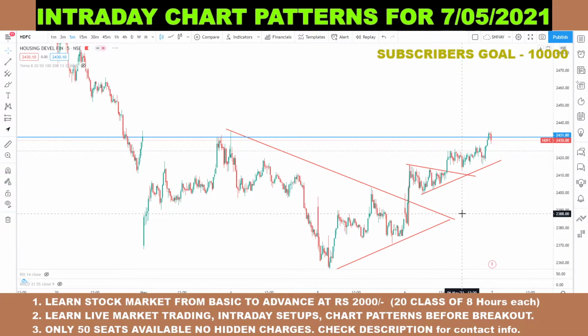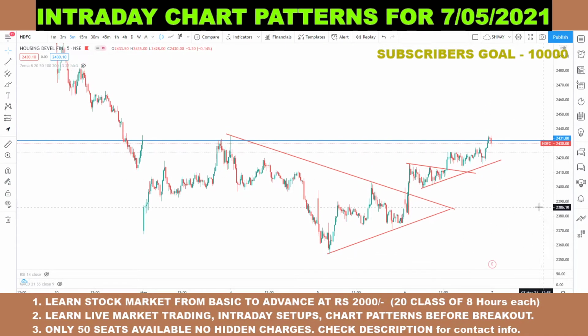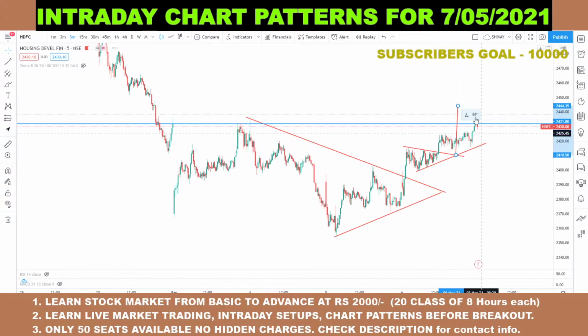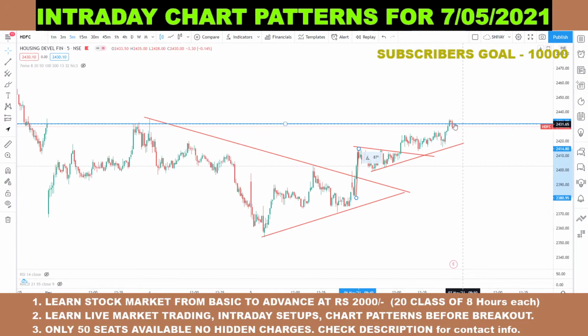2432. So this was my analysis for HDFC in intraday. As it was making a flag sort of a pattern, I thought the stock may give me the target of 2444, but then I saw that there is a huge resistance around 2430 rupees, so I closed my position here only.